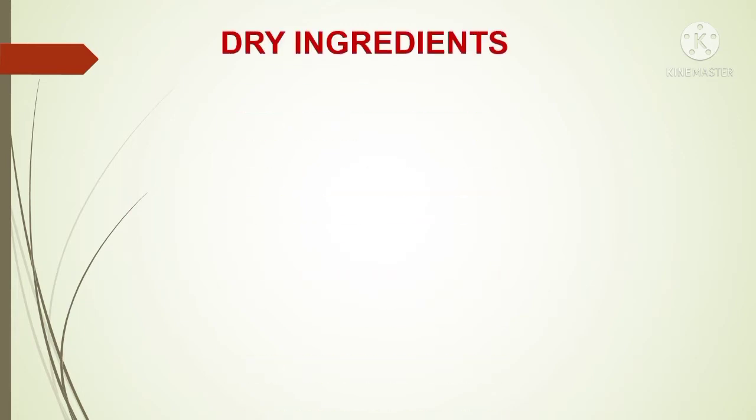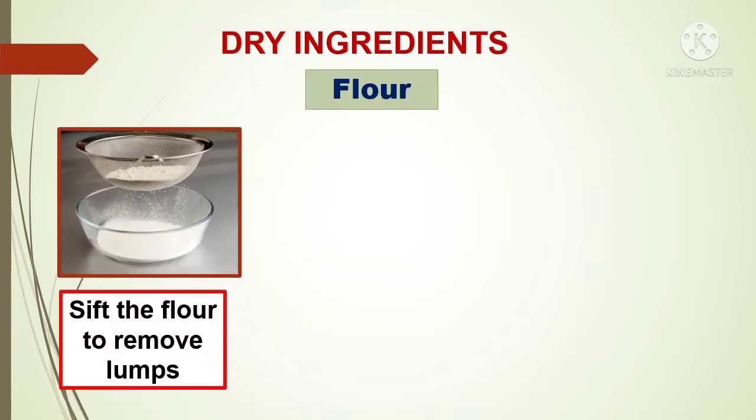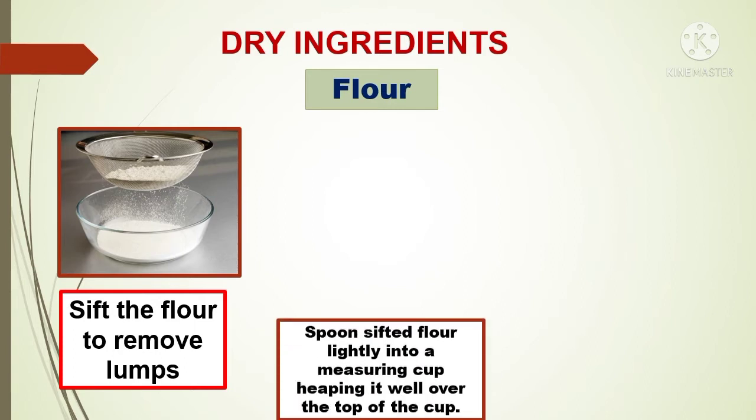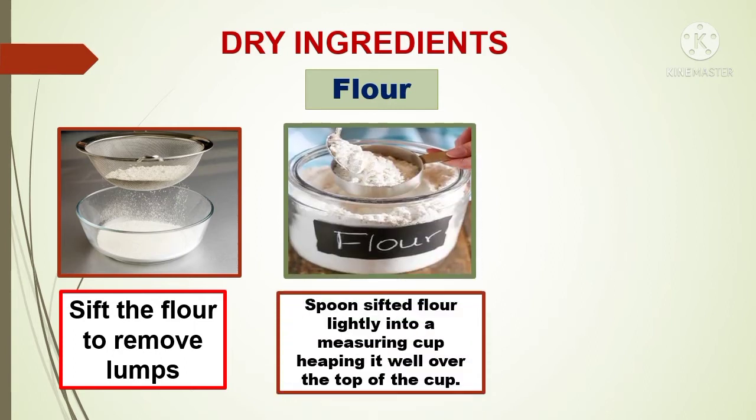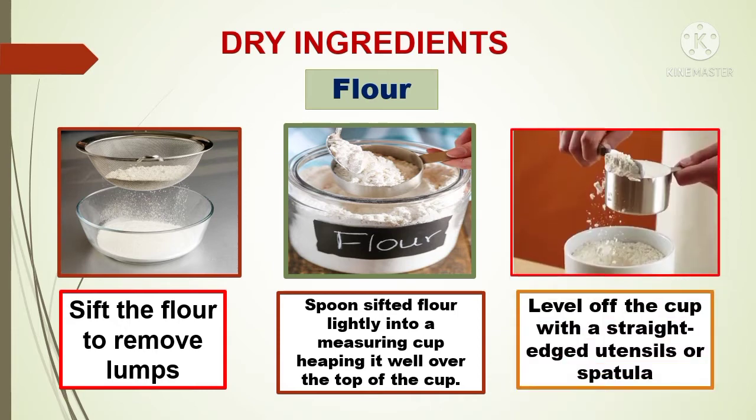In this lesson, we are going to learn some techniques in measuring dry and liquid ingredients. First on the list of dry ingredients is the flour. In measuring flour, you need to sift the flour first to remove the lumps. Then after that, spoon sifted flour lightly into a measuring cup, heaping it well over the top of the cup. Do not shake the cup. Level off the cup with a straight-edged utensil or spatula. For fractions of a cup, use the lines indicating 1/4, 1/3, and 1/2 on the standard measuring cup.